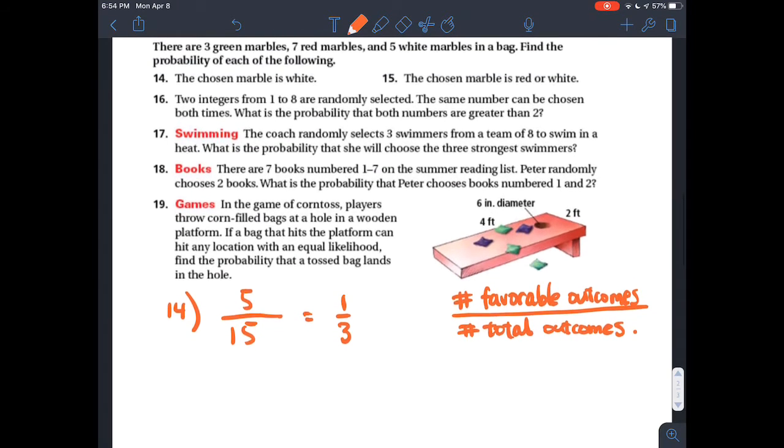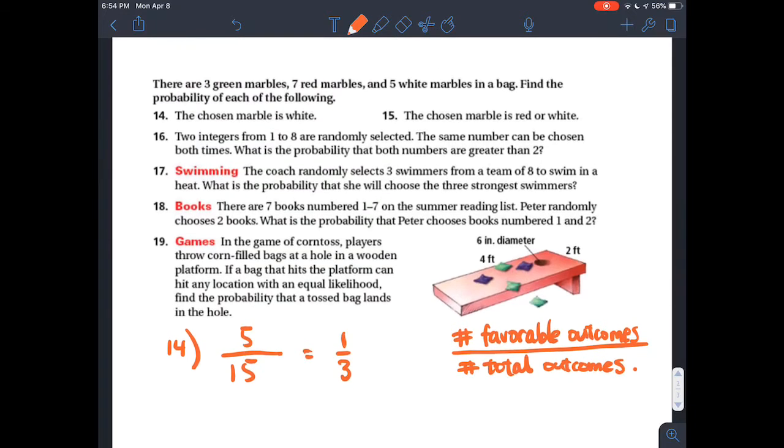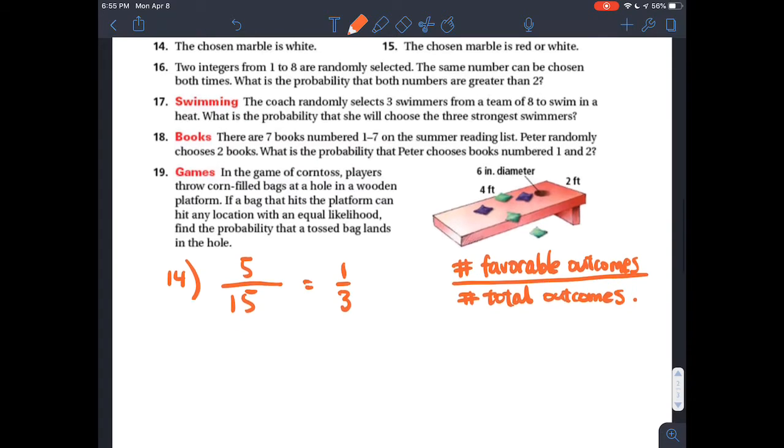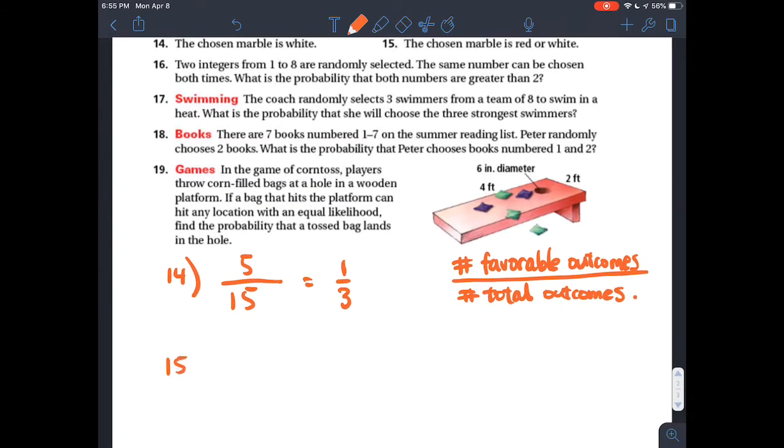Okay, so number 15 asks, the chosen marble is red or white. So the number of marbles that are red or white is 7 plus 5, so that would be 12. So we have 12 red or white marbles over 15 total marbles, so that equals 4 divided by 5. So 4/5 or 80%.